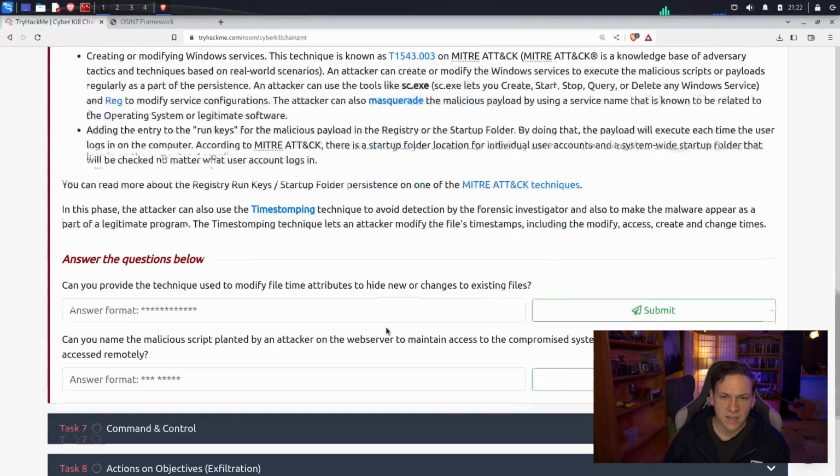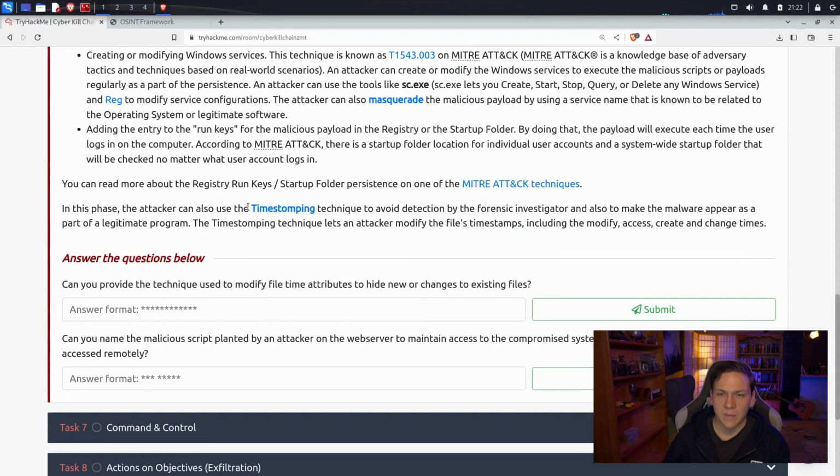In this phase, the attacker can also use the time stomping technique to avoid detection by the forensic investigator, and also to make the malware appear as a part of a legitimate program. The time stomping technique lets an attacker modify the file's timestamps, including the modify, access, create, and change times. Can you provide the technique used to modify time attributes to hide new or changes to existing files? Time stomping.